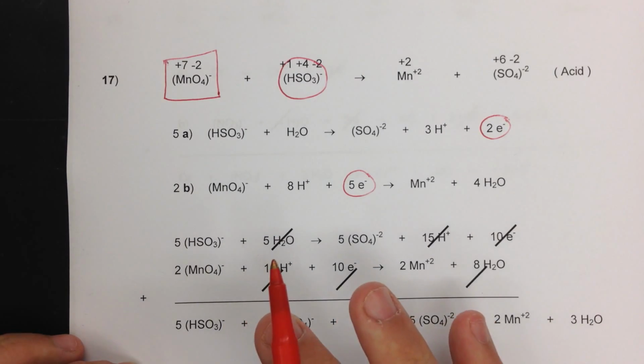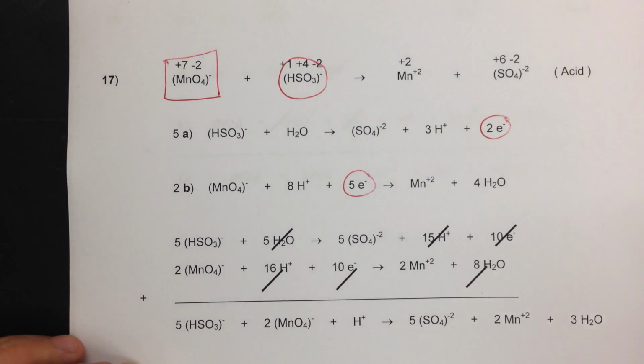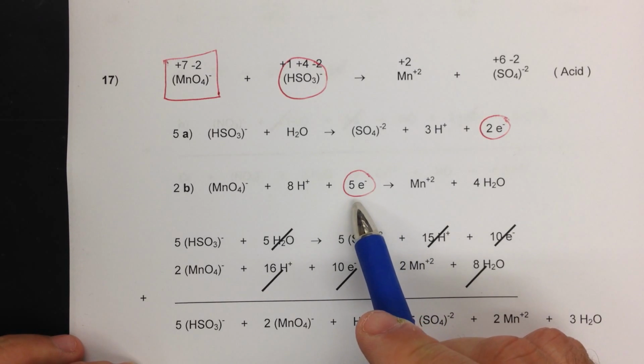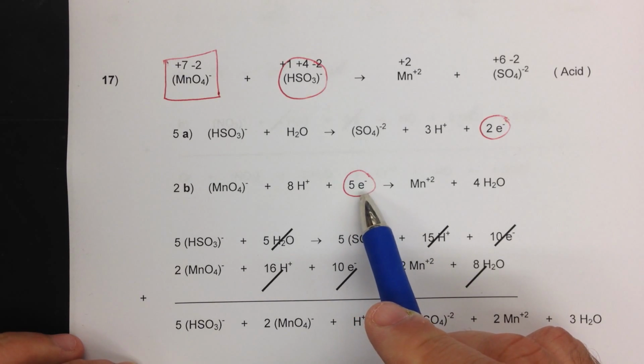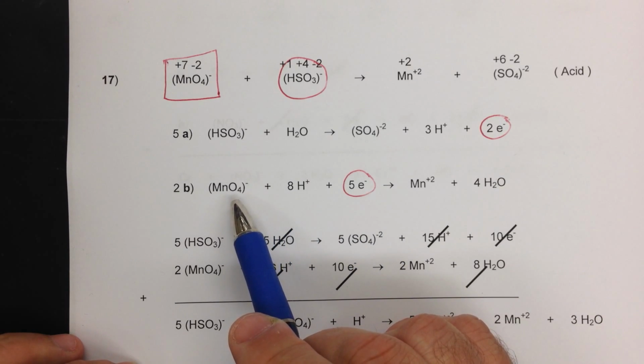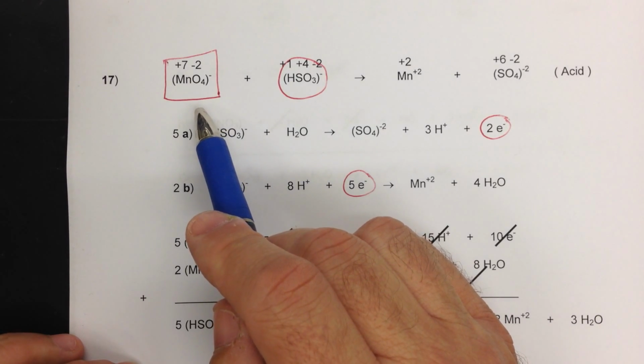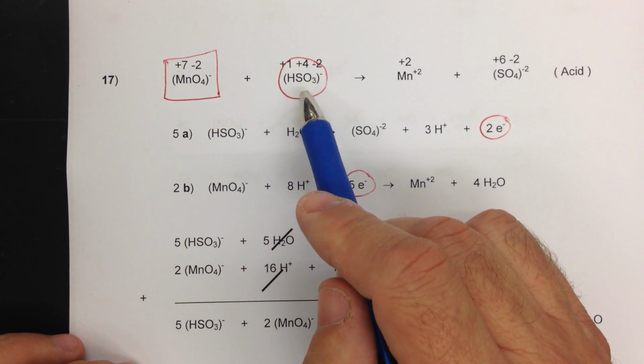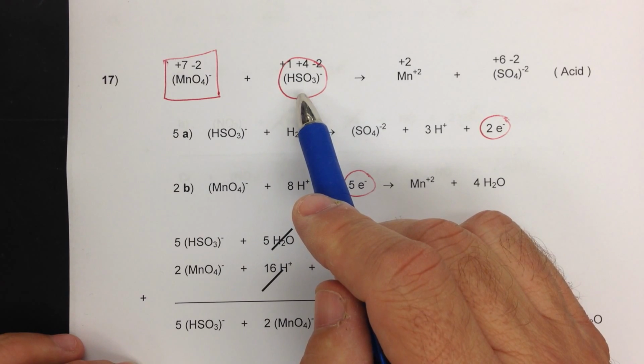But let's look at it the other way. In half reaction B, this material is shown gaining electrons. The gain of electrons is reduction. So this material was reduced. That's why I put a box around it. By default, the other material was oxidized.